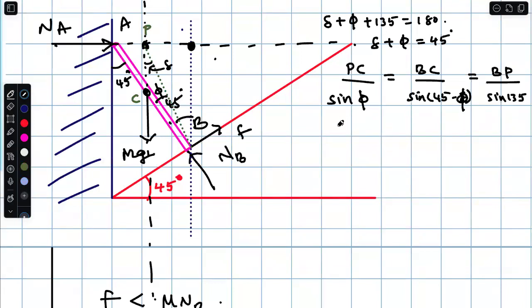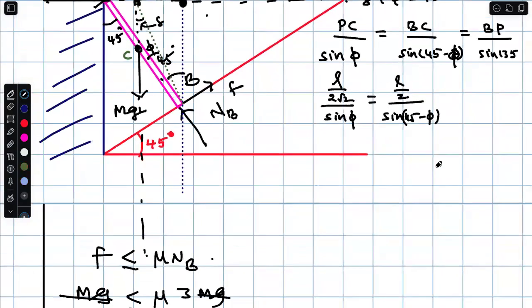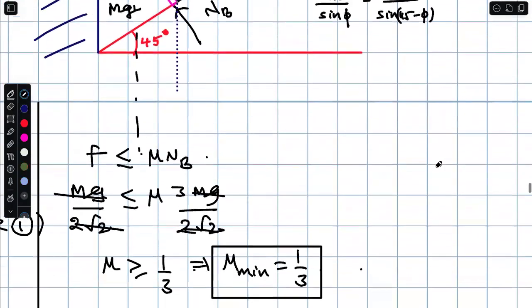We know PC. PC is nothing but, if this is L by 2, this is L by 2 root 2. Forget about this. BP, you know, no? BC, you know otherwise. Hello? You know BC. BC is L by 2 by sin 45 minus delta. You'll get sin delta from this. So what if I know sin delta?